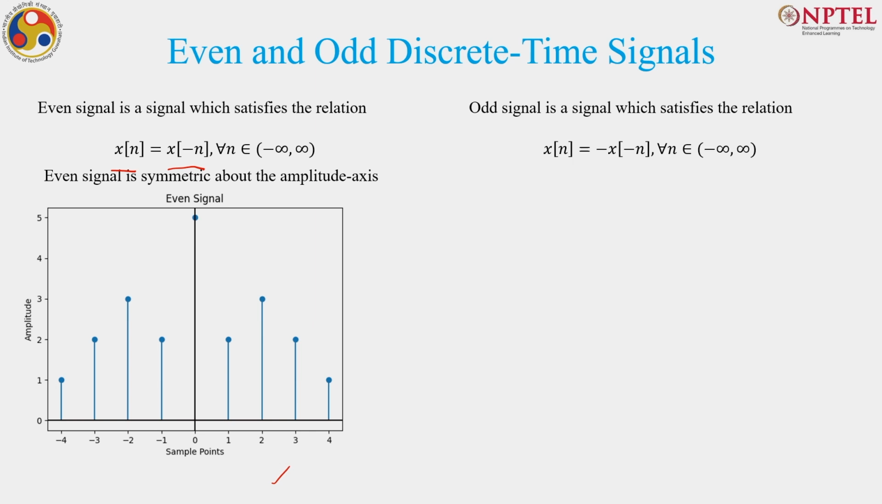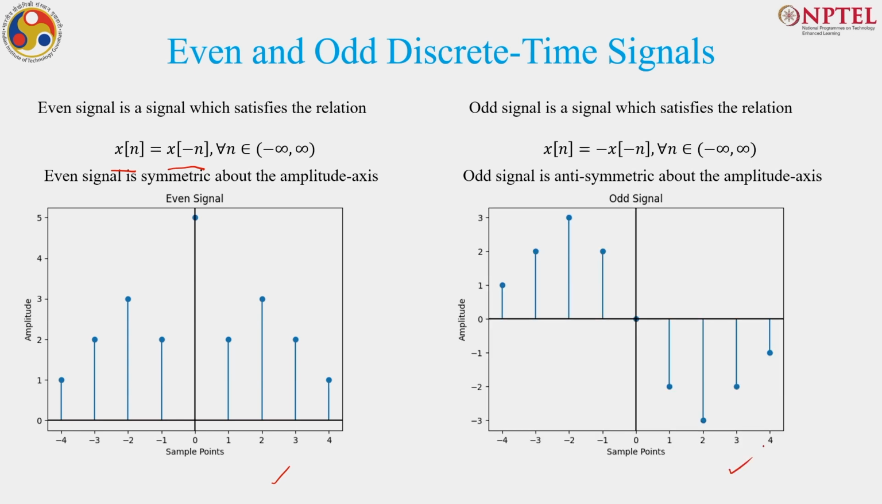Similarly, an odd signal is defined as x of n equals minus x of minus n, where n varies again from minus infinity to positive infinity, and you can say this is antisymmetric about the amplitude axis, something like this. All signals need not be either even or odd; there are some signals which are neither odd nor even, but any signal can be decomposed into an even component and an odd component. Even and odd signals are often useful in the analysis of transforms like the cosine transform and sine transform.